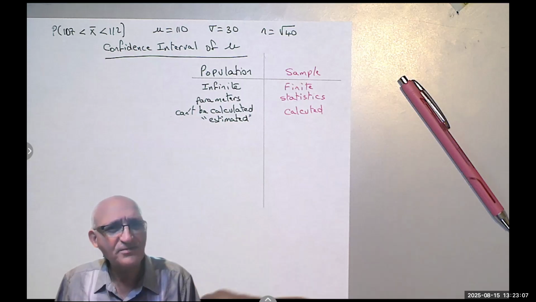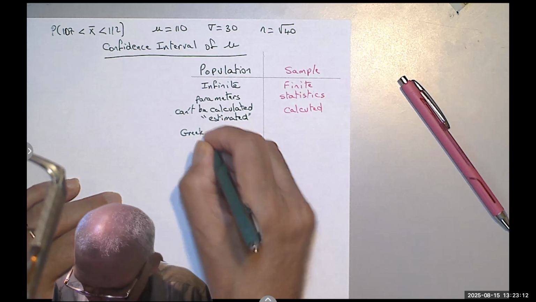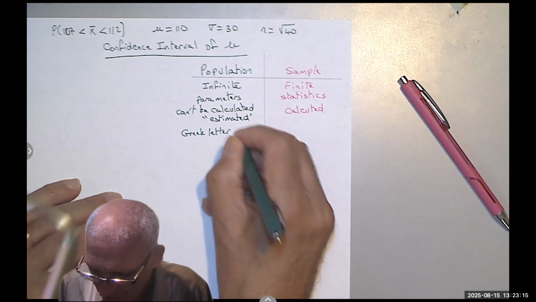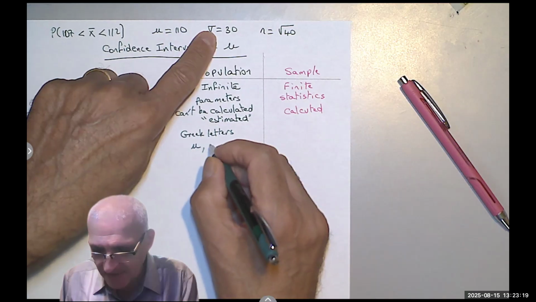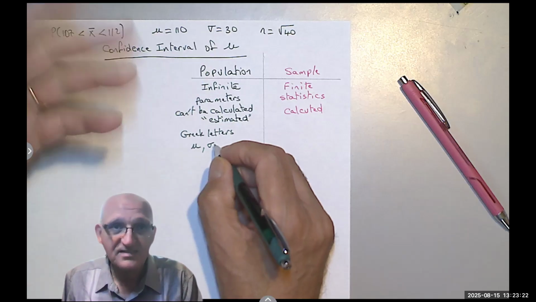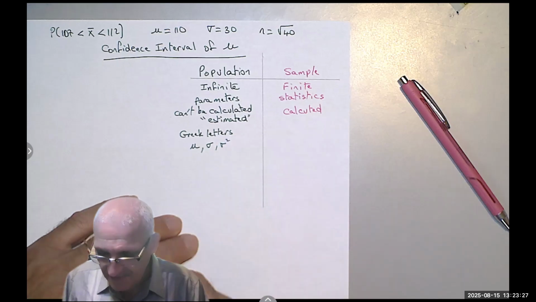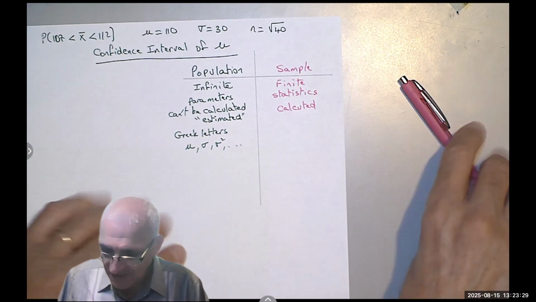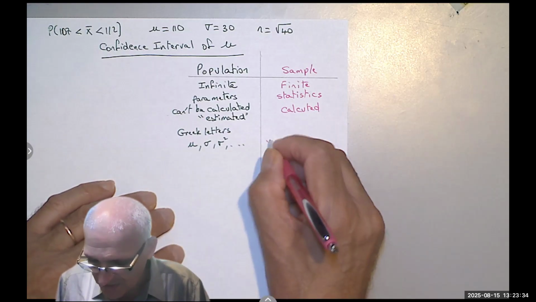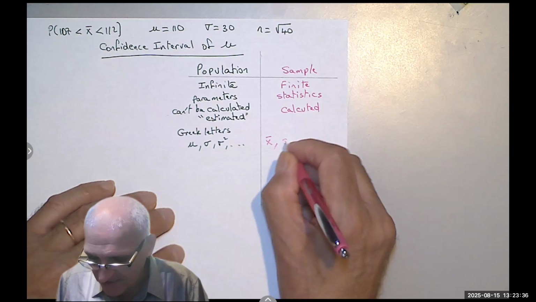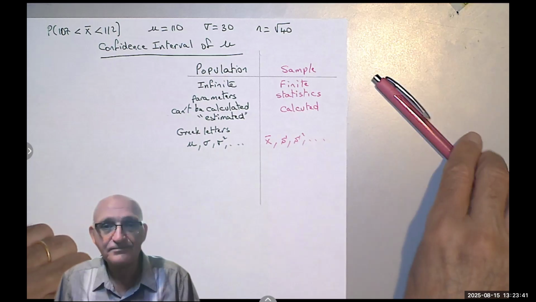So how do we differentiate between them? Usually here we use Greek letters. So we refer to the mean with the letter mu. For sigma, we use sigma or the standard deviation, or the variance, sigma square, and so on and so forth. Here, we use just Latin. So the mu, we call it X bar. The standard deviation is S. The variance is S square, and so on and so forth.